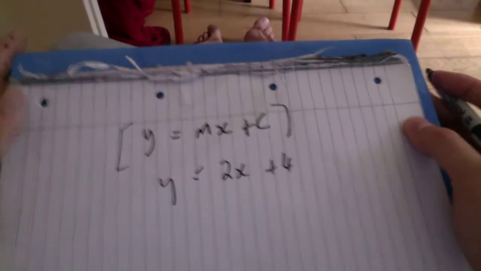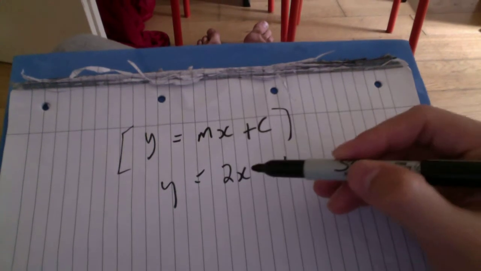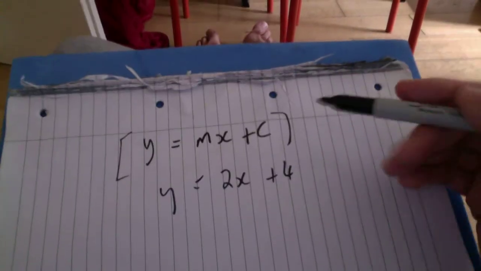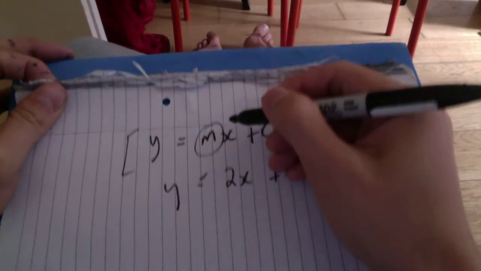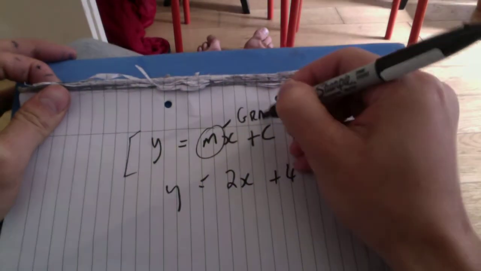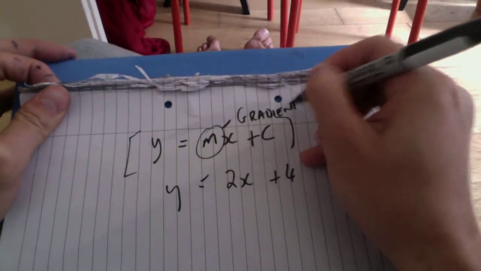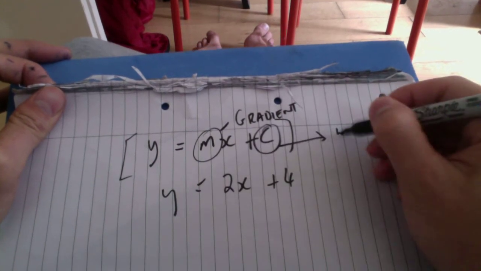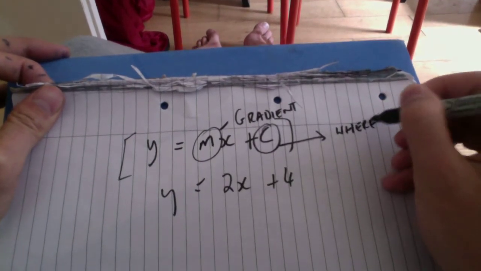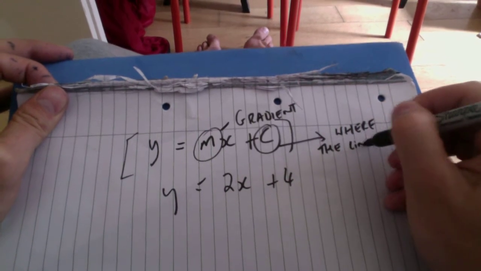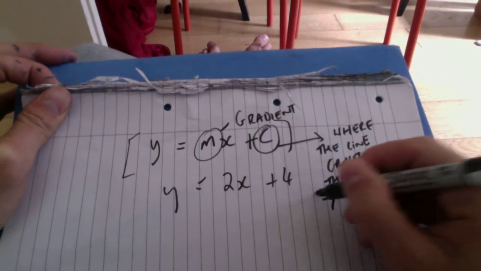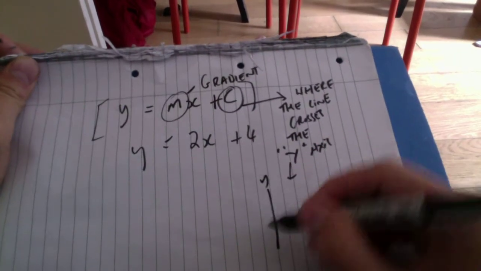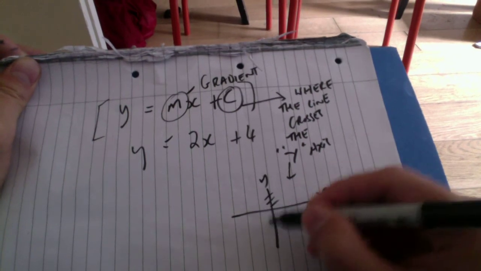Now, you need to know a few things before you look at this and go, oh, that's this, okay? You need to know what all these numbers mean. So let's look at m. M means the gradient. C means where the line crosses the y-axis. The y-axis being y, where it crosses here, yeah?